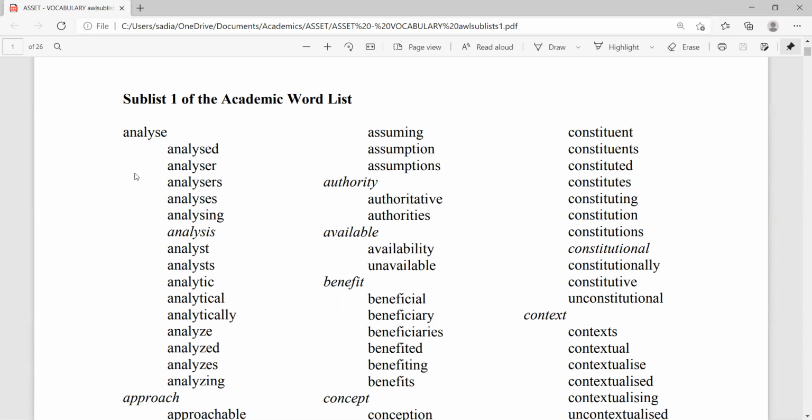Analyse. Now you can see this word. Till here we were using the Z form, analyze. But over here we are using analyse, the same root word, but with S-E. Analysed, analyses, analysing. It's just the change of form.